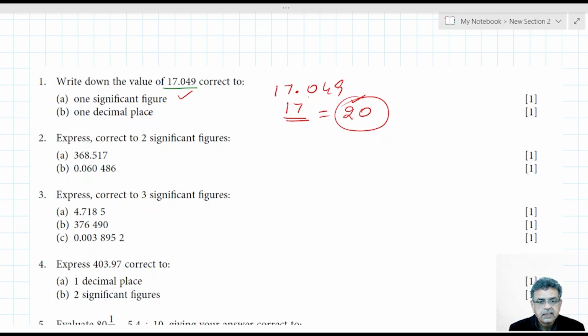Okay, one decimal place, so that is 17.049. If we round it off to one decimal place, we have to round it off one place after decimal, but the next number is less than 5, not 5 or greater than 5, so it will remain 0. This is one decimal place. Answer of this part, that is 17.0.